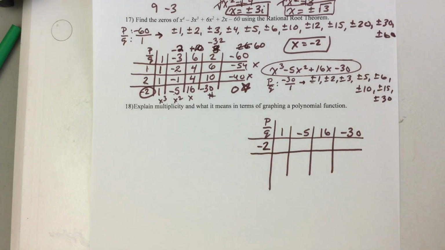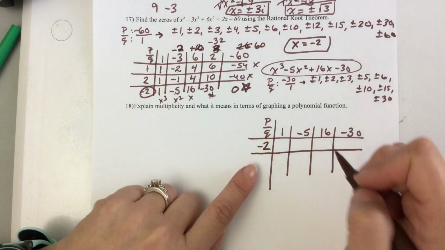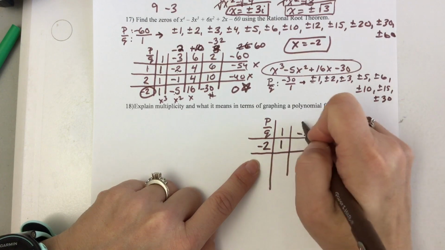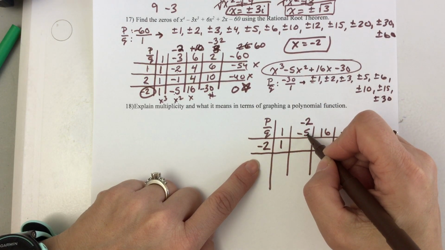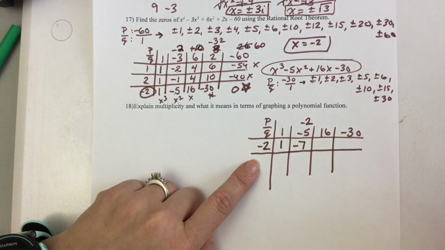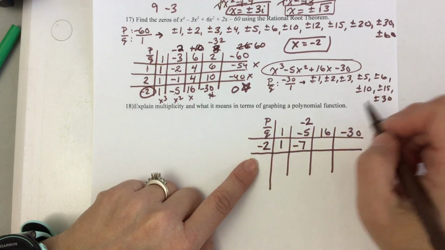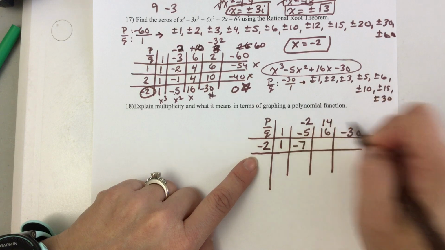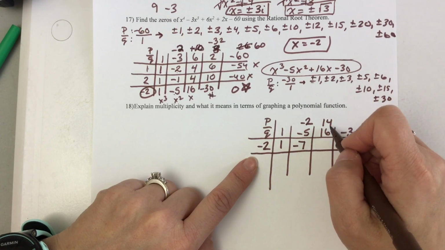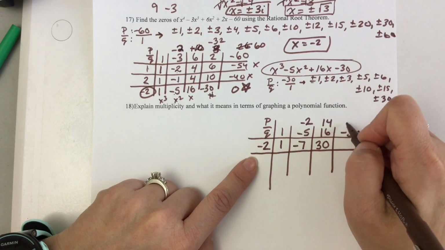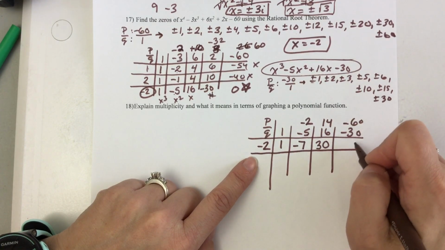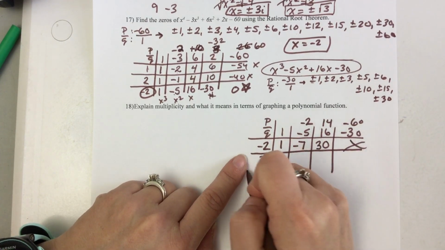I like to start where we ended off. Carry down the first term, 1. 1 times negative 2 is negative 2. Negative 2 plus a negative 5 is negative 7. Negative 7 times negative 2 is positive 14. 14 plus 16 is 30. 30 times negative 2 is negative 60. Doesn't work. Okay, let's try 3.